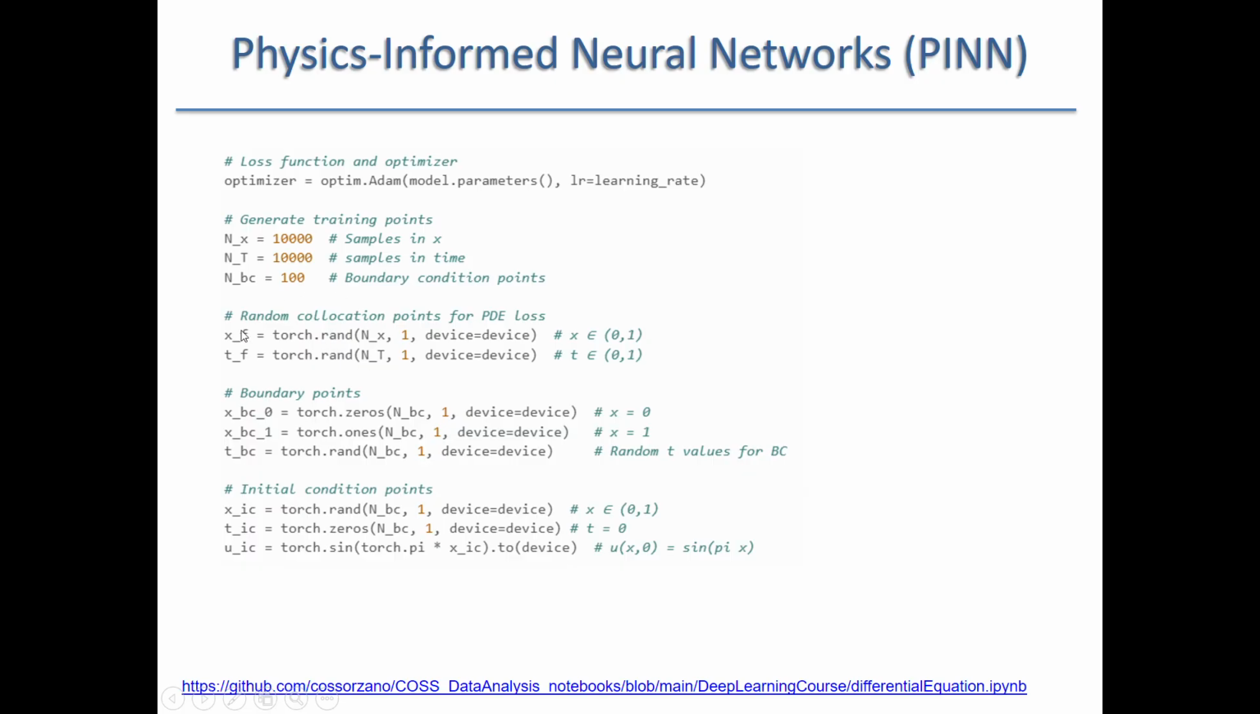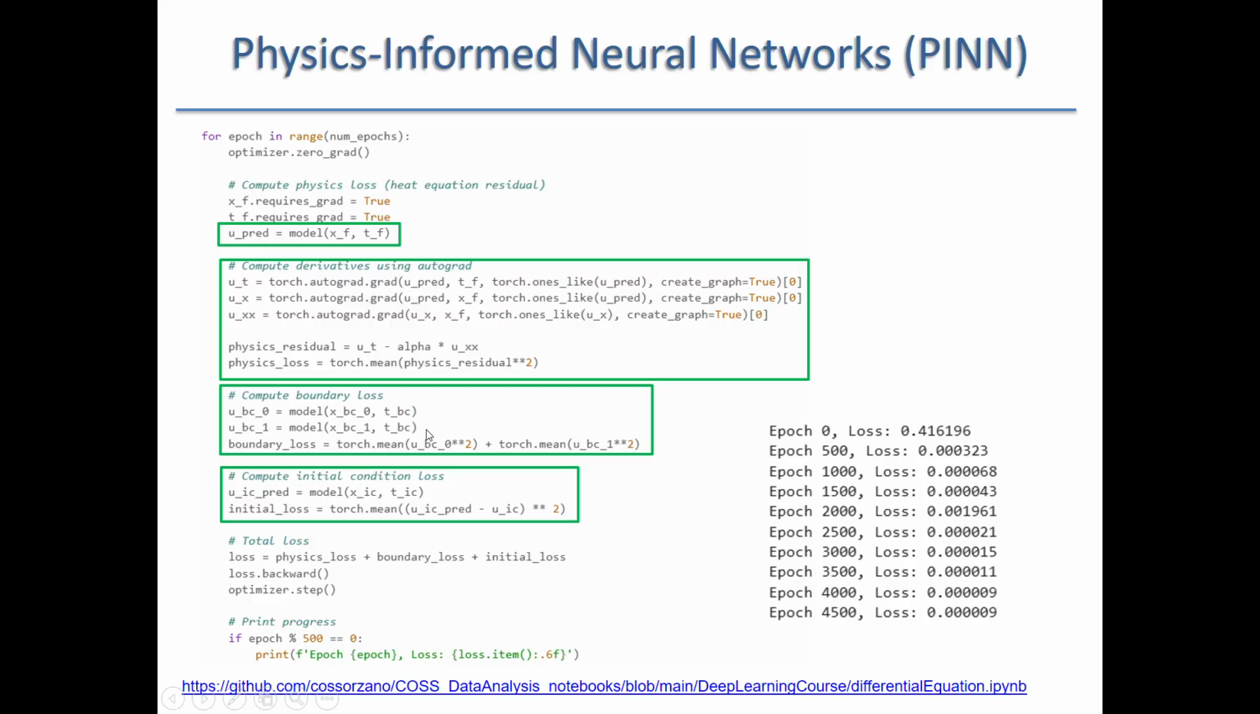Then these are just setting the sampling in space, in time, and the boundary conditions. So we are randomly distributing the sampling in space and time, and we are putting the boundary condition on those times. So also the time of the boundary condition is random, and then we have the initial profile of the temperature. So let's say that our profile is this one.